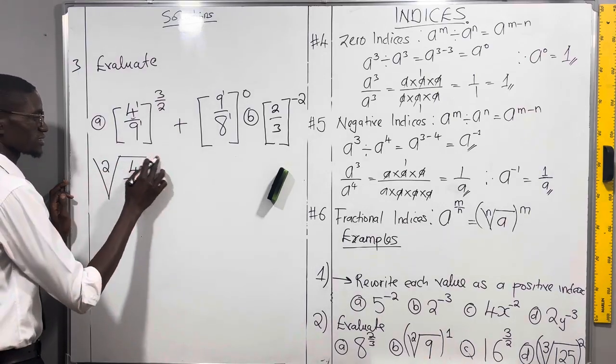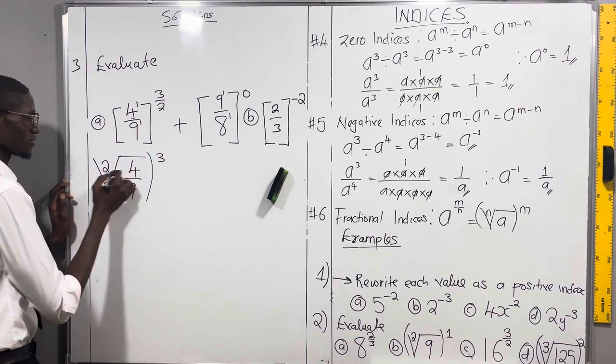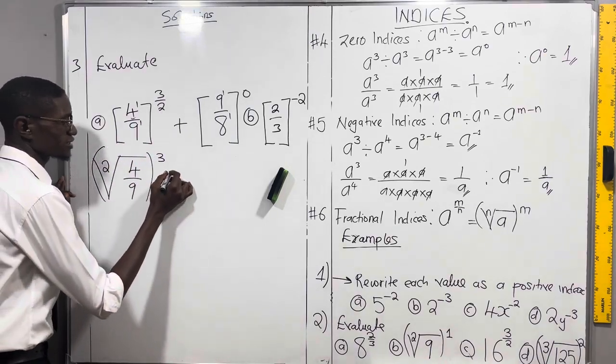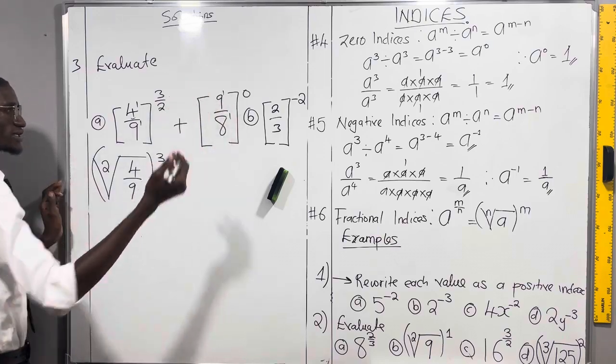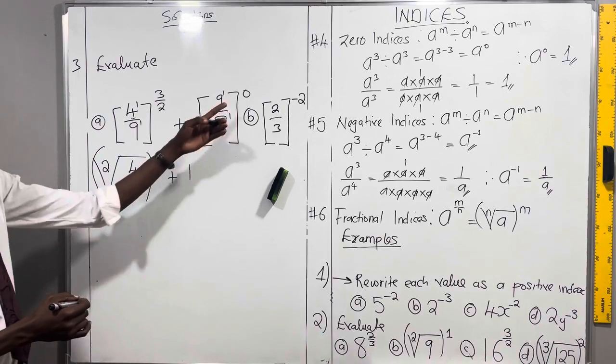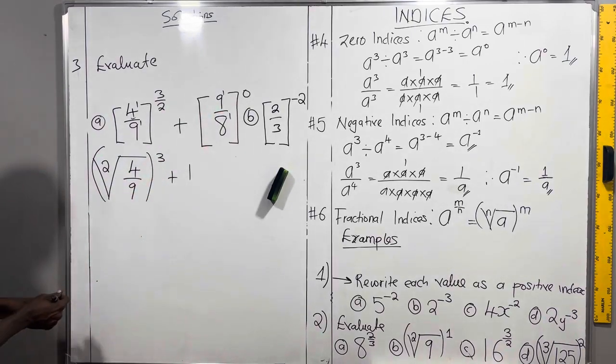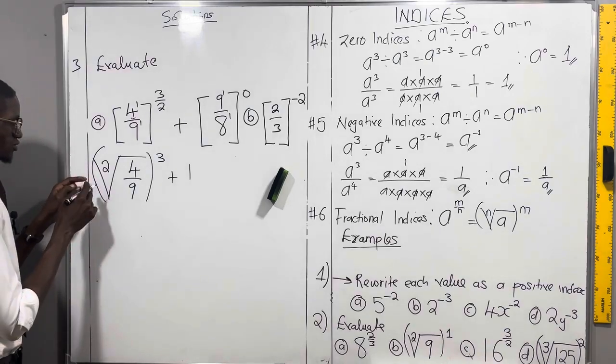And then that power will come and sit there. And then that root will come and sit there. And then the power goes there. We close. Then here you can simply say, because we know everything here is going to convert to a 1, you can simply say plus 1. Any value raised to the power of 0 is a 1. Okay, so there you can simply say plus 1. And then we're going to solve this question this way.